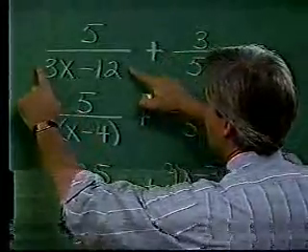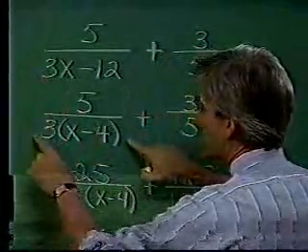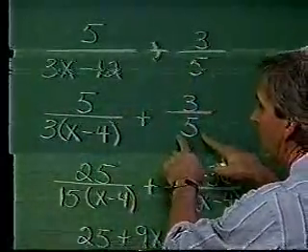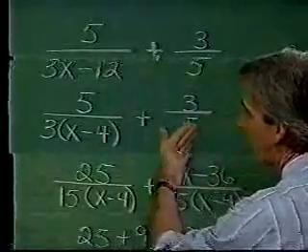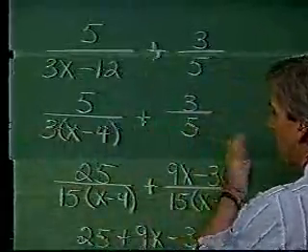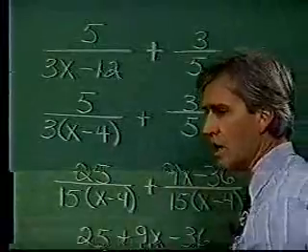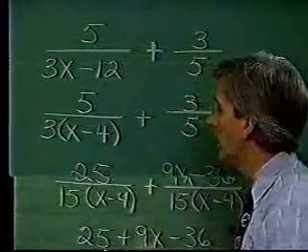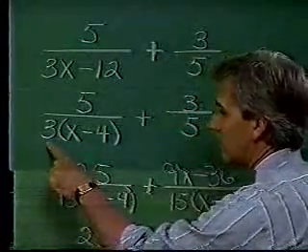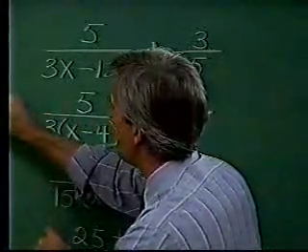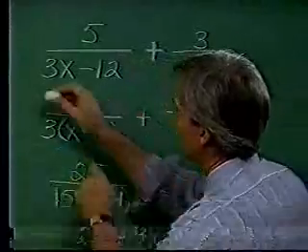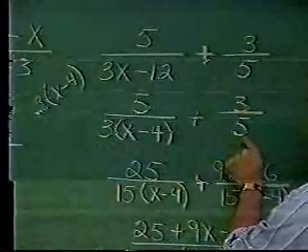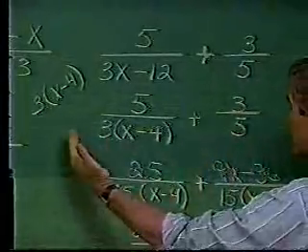Here we have 3x minus 12 factors to 3 times x minus 4. Now 5 is already in a factored form. Now, in identifying a common denominator, we identify the common denominator by saying the common denominator contains every different factor that we see. All right, so the common denominator will need to involve 3. The common denominator will need to involve x minus 4. The common denominator will need to involve 5. See, every different factor that we see.